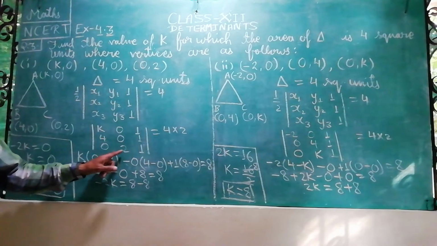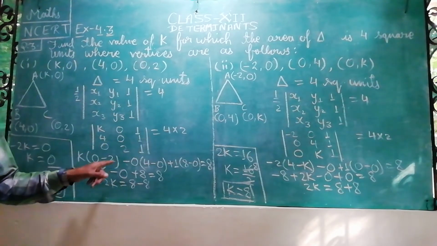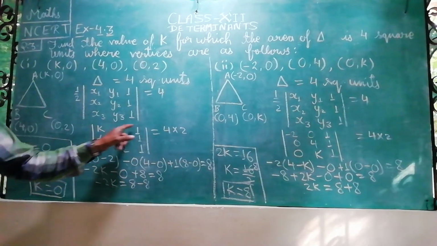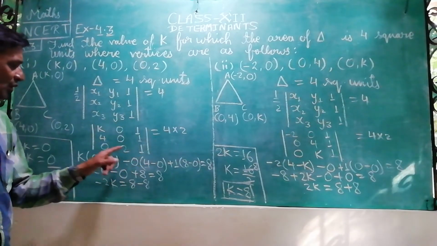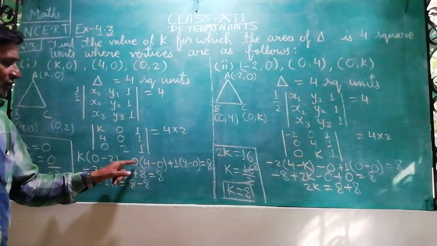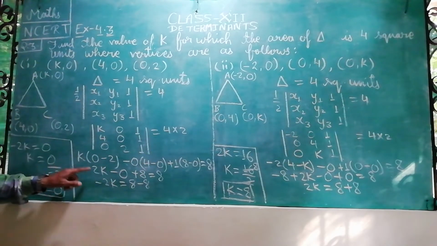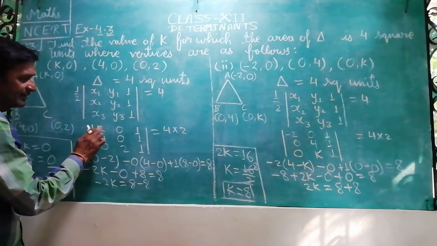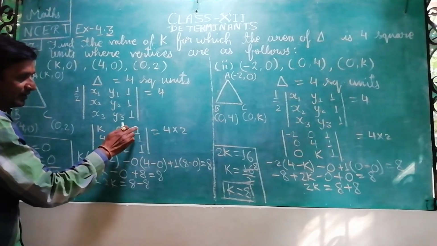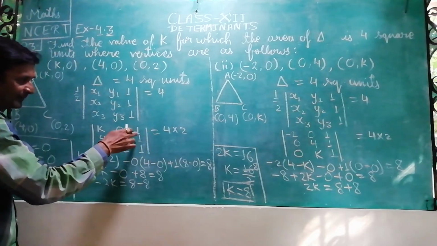0 into 1 is 0 and 2 into 1 is 2. So 0 minus 2. Now minus 0 means this row and this column will be eliminated. So it is 4 into 1 is 4 minus 0 into 1 is 0. So 0 into something will become 0 here, and minus 2 into k will be minus 2k. Now see this part, it is plus 1, and this row and this column will be eliminated.